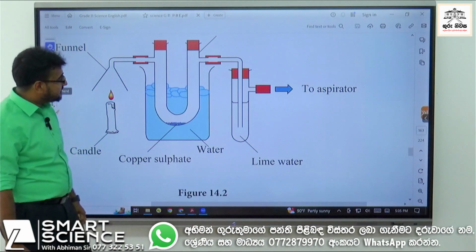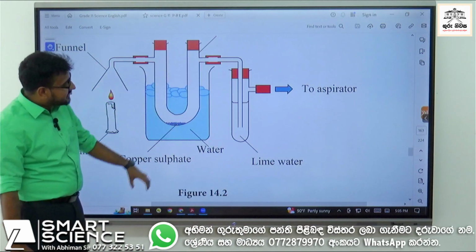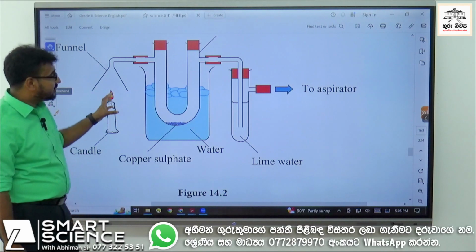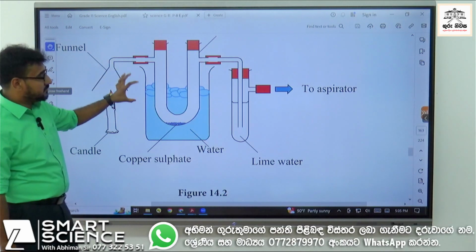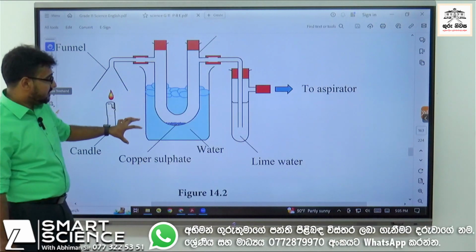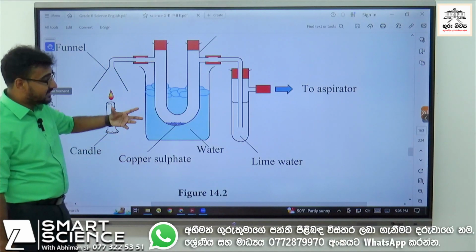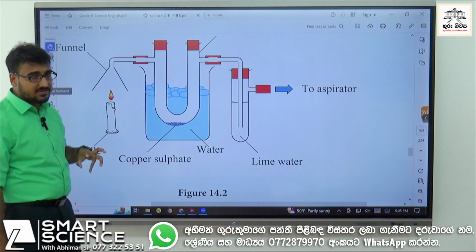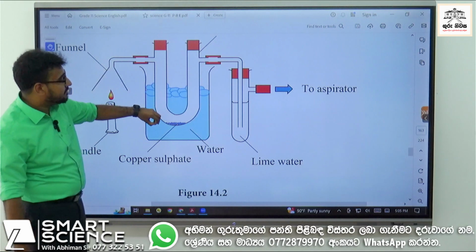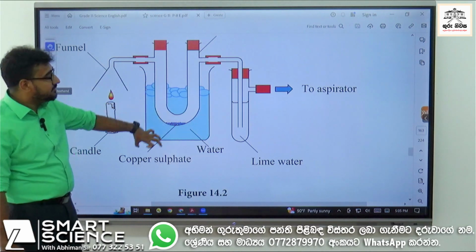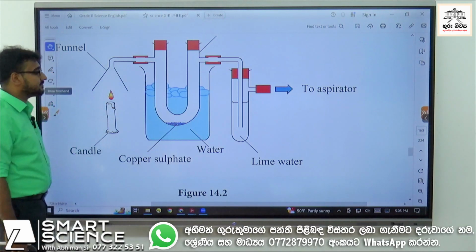What's the reason it is immersed in the water beaker පුතේ? Because we have to condense the water vapor. No? Otherwise we can't prove it. First it should be liquid. No? So copper sulfate is changing the color with liquid water, not with the water vapor. So to cool the water vapor, we immerse the tube inside the water.